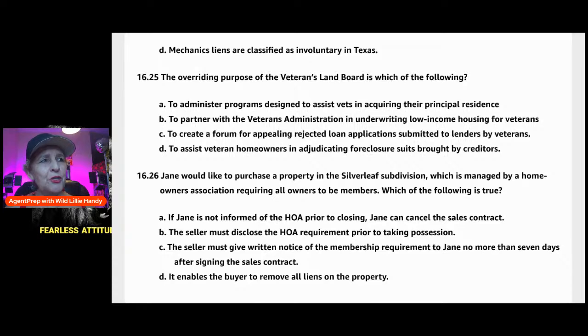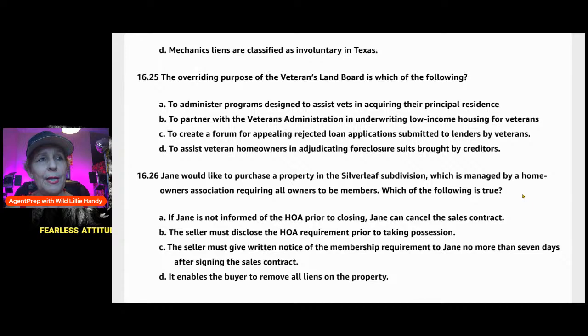Jane would like to purchase a property in the Silverleaf subdivision, which is managed by a homeowners association known as HOA, requiring all owners to be members. Okay, it requires all owners to be members. So that's an absolute. They do have to be members of the homeowner association.